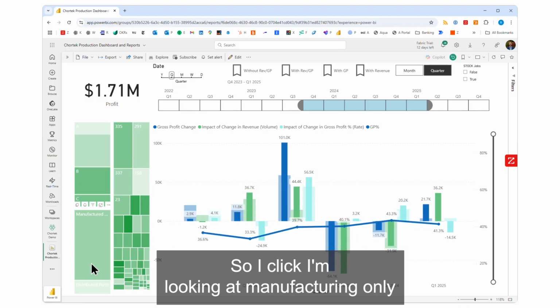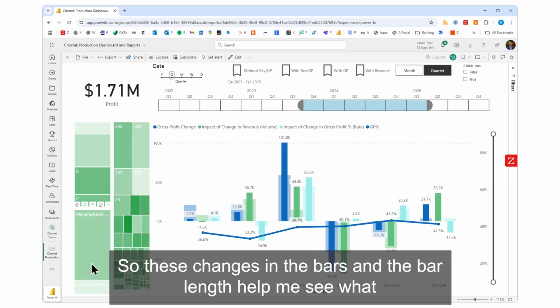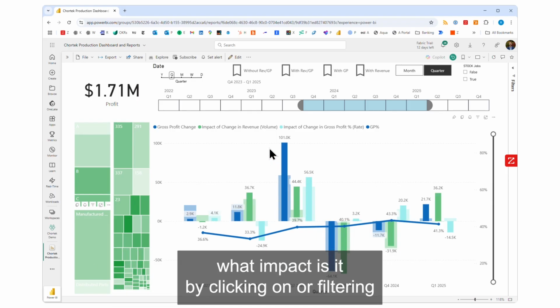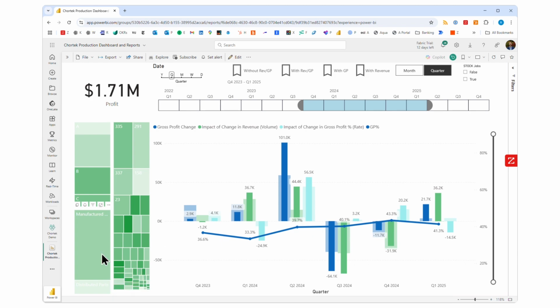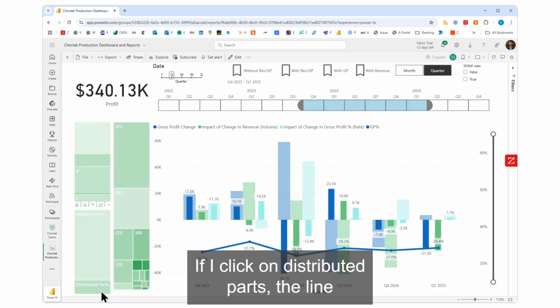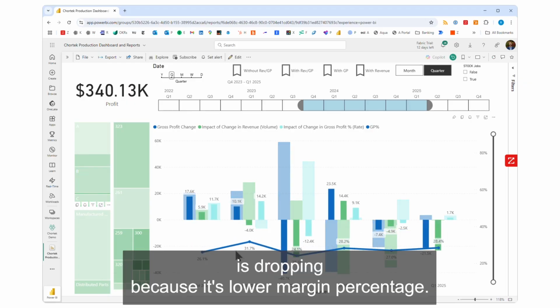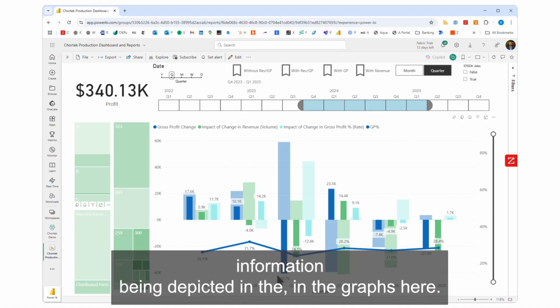So I click, I'm looking at manufacturing only. I unclick, I'm looking at the aggregate. Okay, so these changes in the bars and the bar length help me see what impact it is by clicking on or filtering just for that segment. And you can see it's a pretty dramatic change of the overall aggregate. If I click on distributed parts, the line is dropping because it's lower margin percentage, and we see some pretty interesting information being depicted in the graphs here.